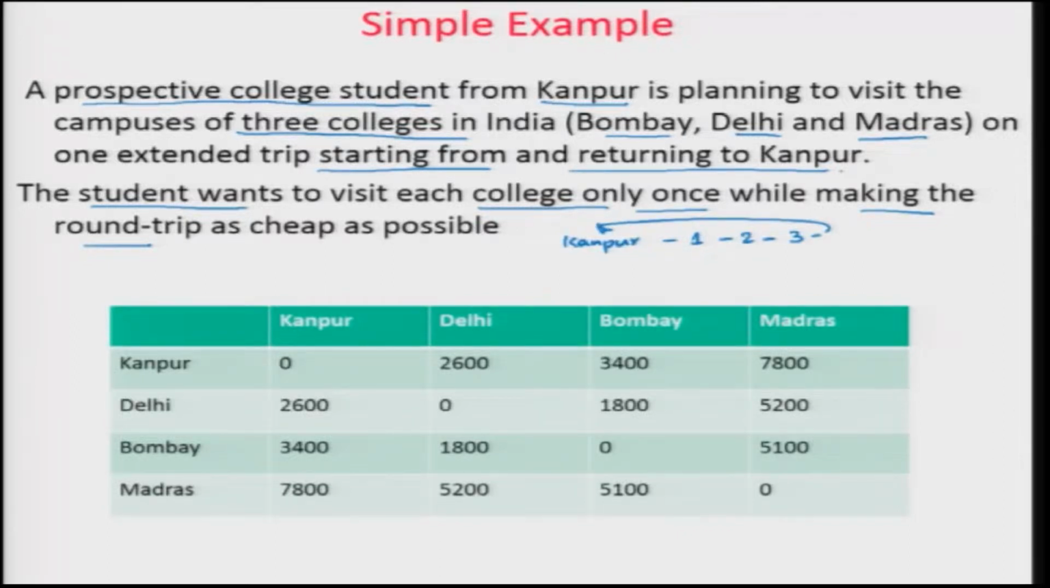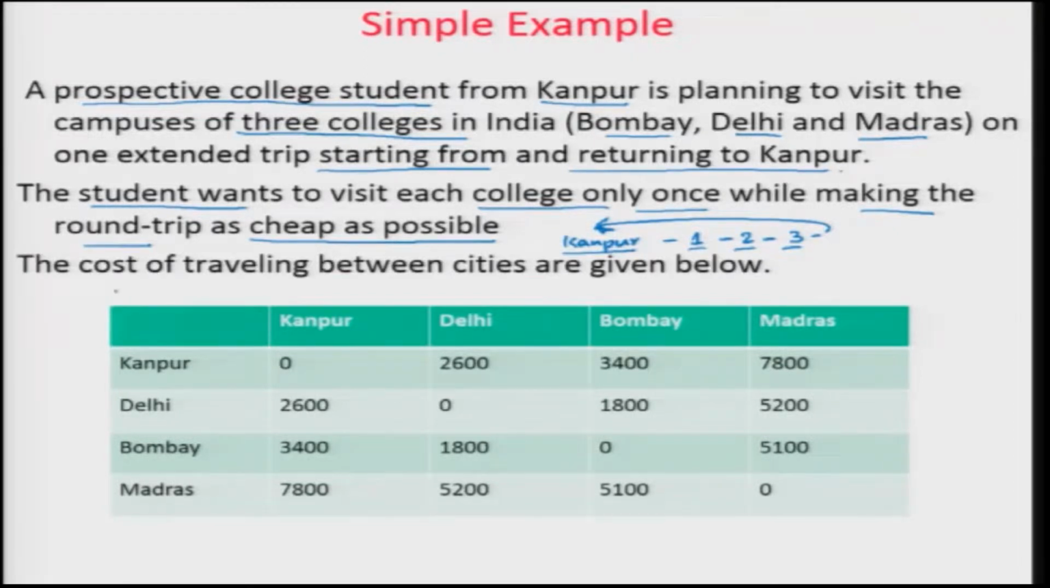Okay, and the aim is you want to make it as cheap as possible. Make it the cost, however much the cost associated with doing this, starting from Kanpur, traveling to 3 different cities, Bombay, Delhi and Madras, and come back to Kanpur in the cheapest possible way. The cost of it should be cheapest possible. The cost of traveling between these cities is given below.